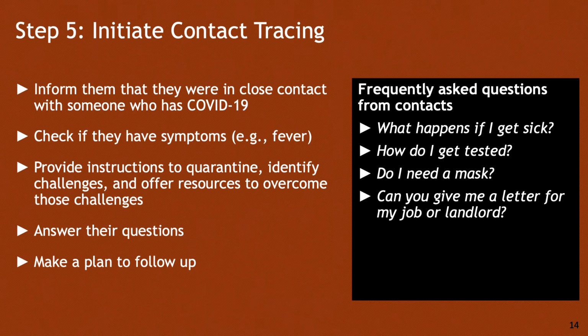And when you initiate the contact tracing and talk to the contacts, they may not know that they've been in close contact with someone with COVID. Ask them if they have symptoms. Find out their challenges and issues with quarantining. Answer their questions, like how can they get tested? How can they get a letter for their job or landlord if they have COVID issues regarding work and rent? Maybe they need masks. So make a plan to follow up with these contacts throughout their quarantine period.